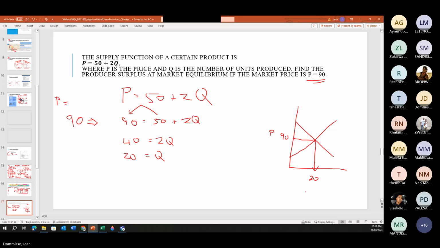Okay, so how to work it out? Producer surplus is, we will need to work out that area. So remember how we will work that out is half base times height. Okay, so we know that is up until 20, so let's call that the height. How long is that? Do we know what that point is?